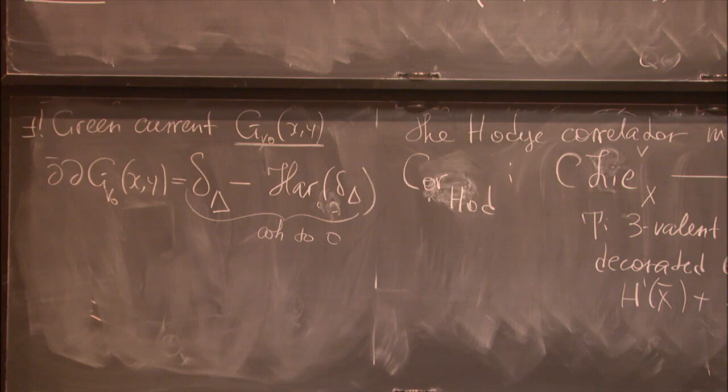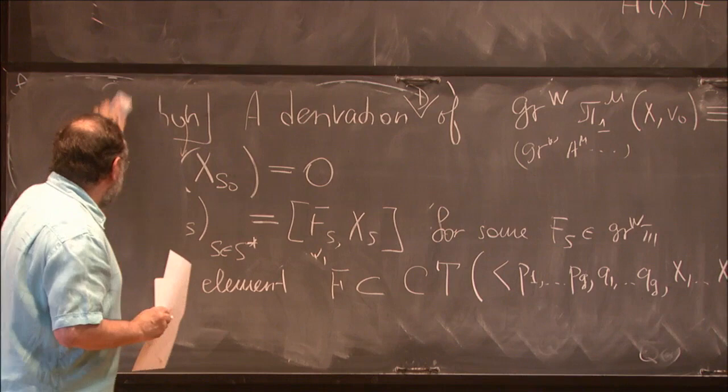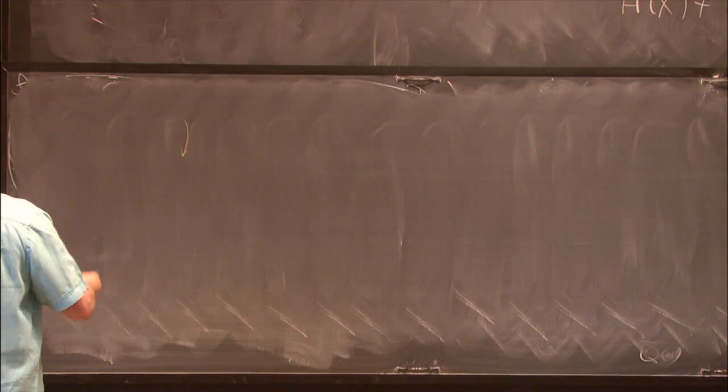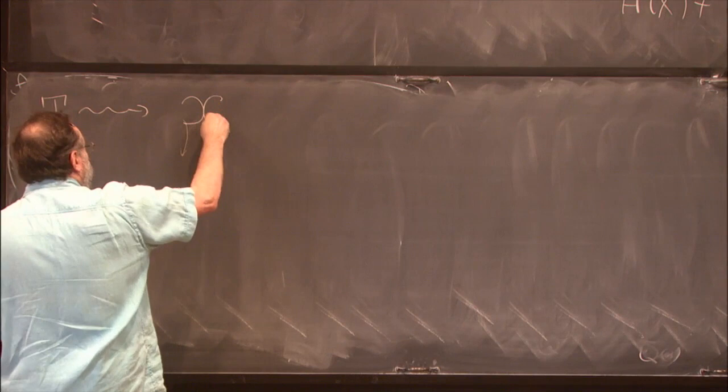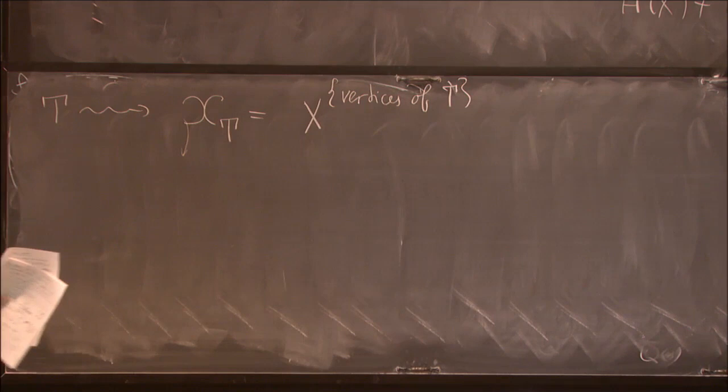I'm going to sketch the construction, and I will explain what it means next time, because I think it's useful to see it in a brief version. So I start from this tree t, and I assign to it some space I call x sub t, which is just my curve x raised to the power of the vertices of t. So this is just a product of copies of x.